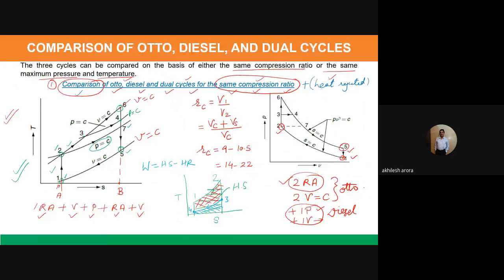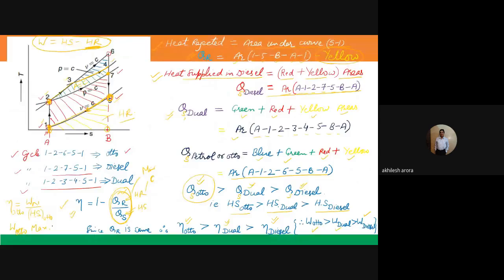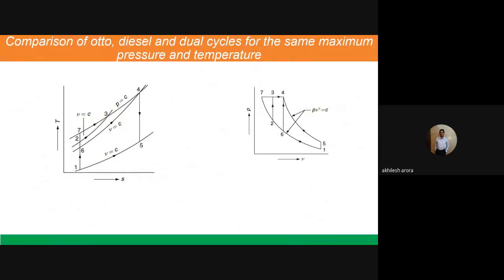So we have compared the Otto, diesel, and dual cycles for the same compression ratio. Now we are going for the next case. We are going to compare the Otto, diesel, and dual cycles for the same maximum pressure and temperature. Okay. So same maximum pressure and temperature. We want to compare these. Once again, we have to go slowly and understand how we can draw these cycles. So I will be drawing it here only. Okay, so let us see it here.